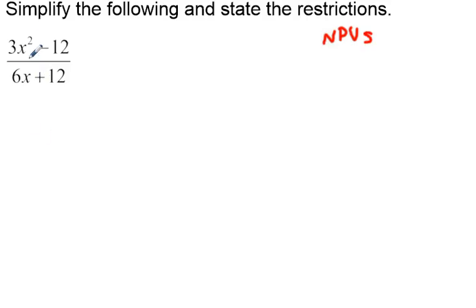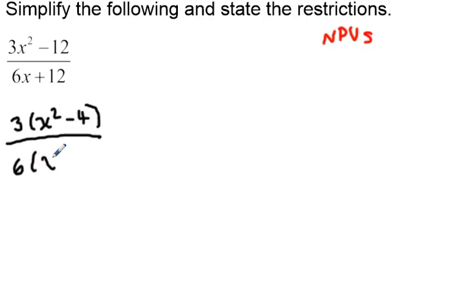If I look at the top of the expression, or the numerator, I'll see that I have a common factor of 3. So I would factor out a 3 to get x squared minus 4 as my new numerator for this expression. And in the denominator, I see 6 and 12. So both of those are divisible by 6. So I'd have x plus 2 now in the denominator.